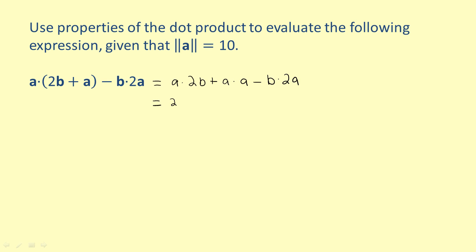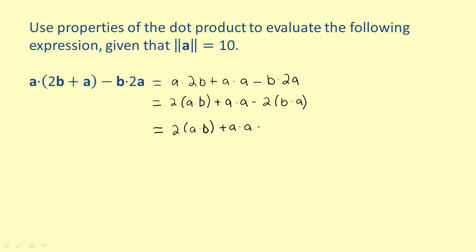Then we use the associative property to rewrite the dot product of a and 2b as twice the dot product of a and b, and to rewrite the dot product of b and 2a as twice the dot product of b and a. The commutative property is then used to reorder the vectors in the third dot product because b dot a is equal to a dot b.